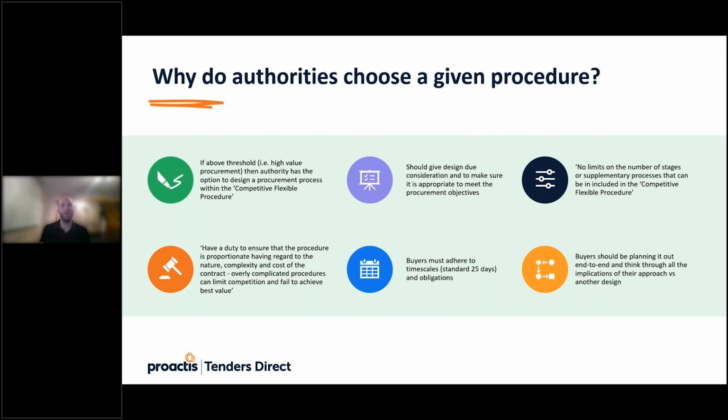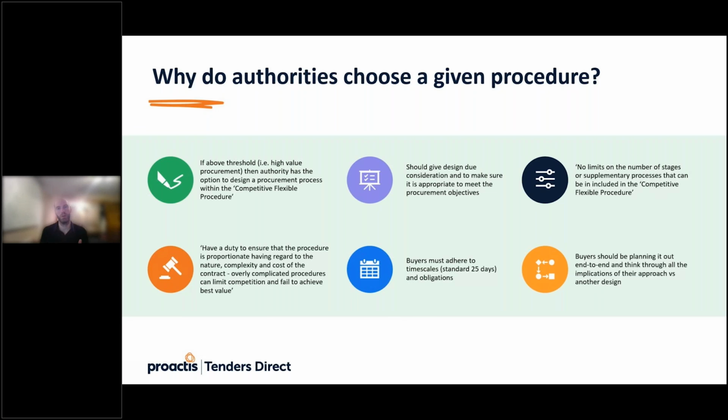So in terms of the choice of a procedure, there are no limits on the number of stages or supplementary processes that can be included in this catch-all term, competitive flexible procedure. In the last webinar we showed one where it was relatively straightforward, but it was a competitive flexible procedure, had a presentation stage built into it. And we showed another example from an MOD tender, which had, I think it was about 20 stages built into it. So lots of complexity.